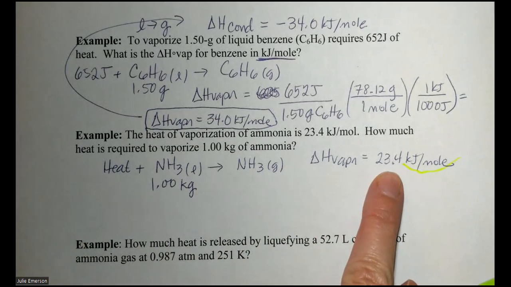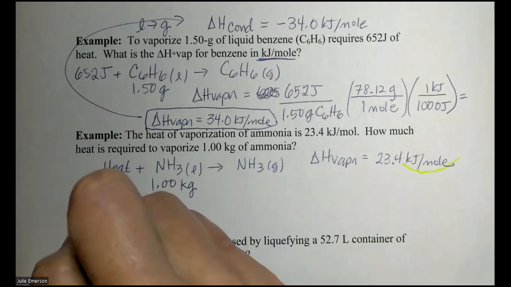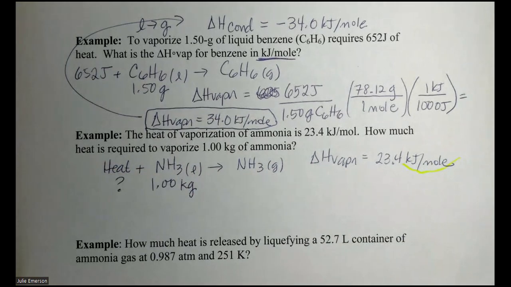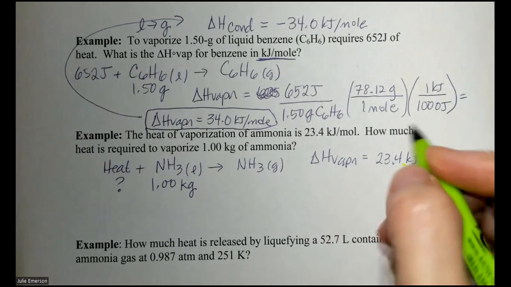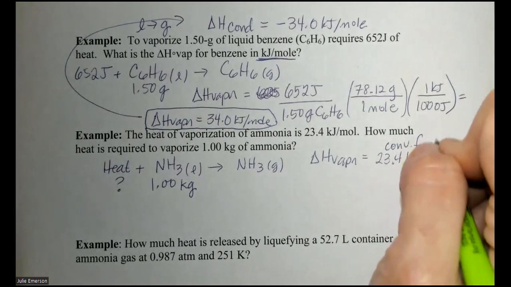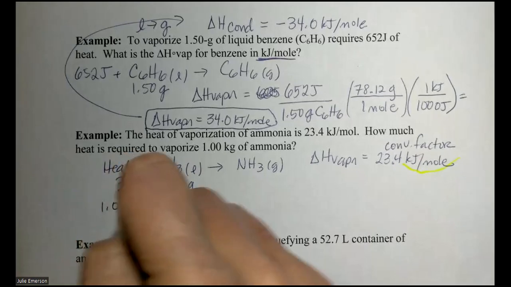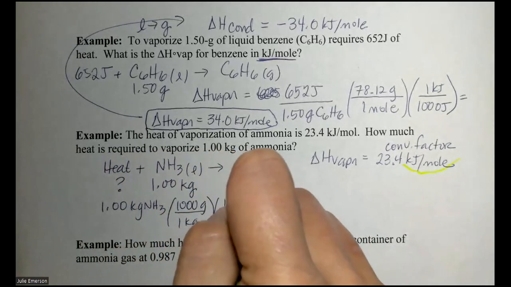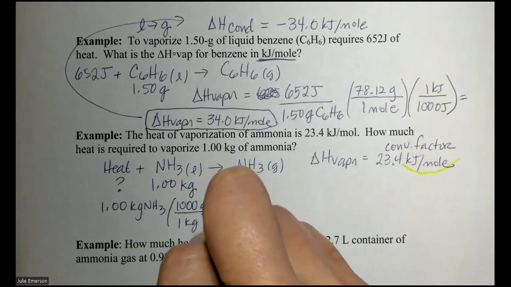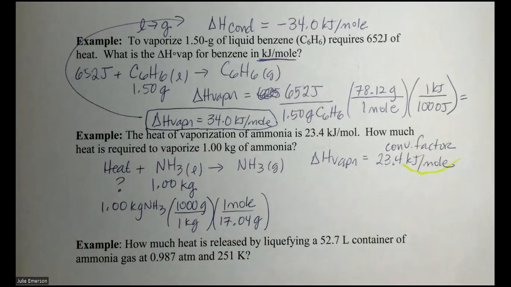I know I need 23.4 kilojoules for every mole of ammonia, but I don't have a mole, I have a kilogram. So the question is, how much heat am I going to need to do that 1 kilogram of ammonia? So just like we saw with chapter 7, if the heat of vaporization is given, this is going to be your conversion factor. So what I need to do first is take my kilogram of ammonia, change it to grams, and then change it to moles using molar mass. 1 nitrogen, 3 hydrogen, 17.04 grams per mole. So that's just the molar mass from the periodic table. So this would tell me how many moles I have.